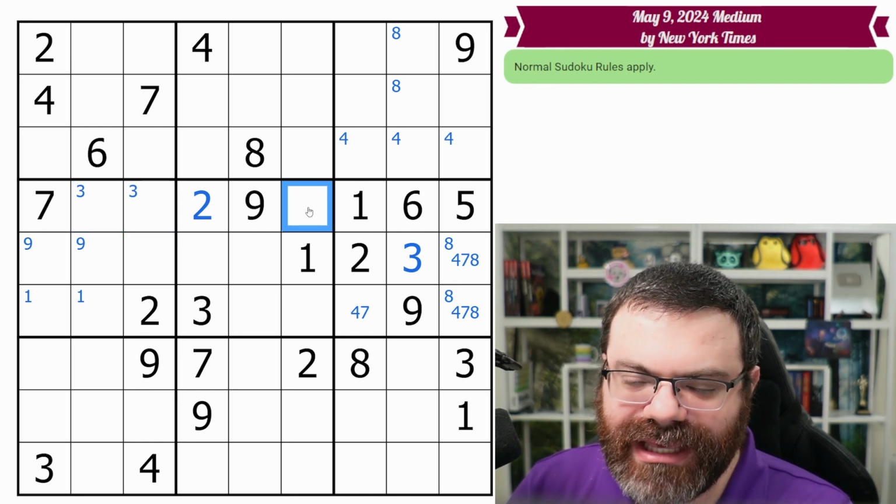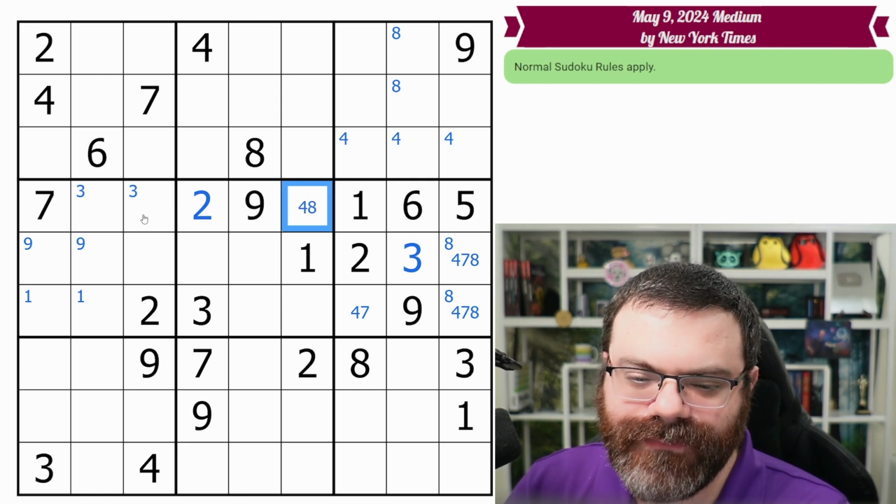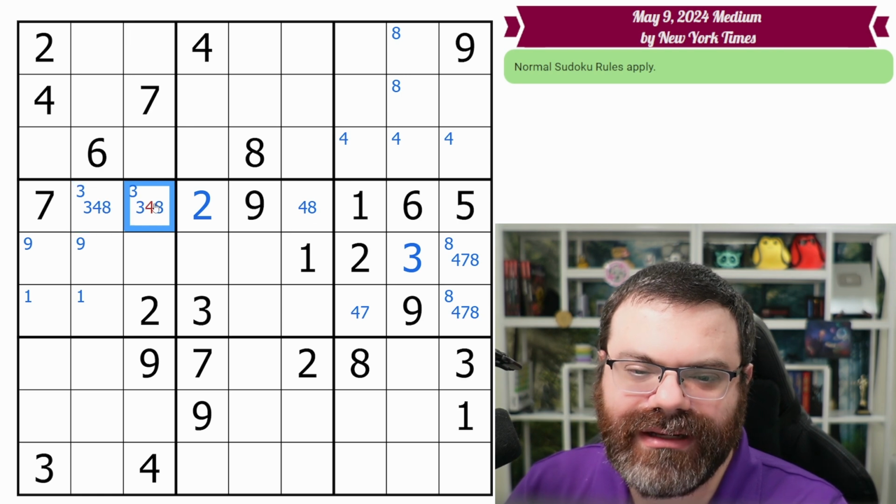So I'm seeing that this cell can't be 3. We already have that corner marked over here. So that means that this is only 4, 8. Now these are down to 3, 4, 8. I see this 4 has an effect, but I'm just going to fill 3, 4, 8 and then remove the 4.